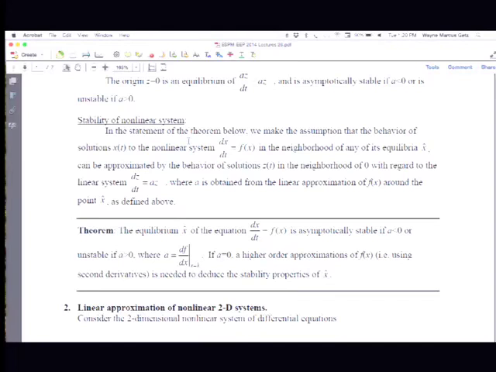If this function is f of x equals ax times 1 minus x over S, then the derivative df/dx is, the first term is ax, so it's just a, and the second term is ax squared over S, so that would be 2ax over S. Okay? If I evaluate df/dx at x equals 0, which is the one equilibrium, then it's equal to a. This is not working, so let's try.